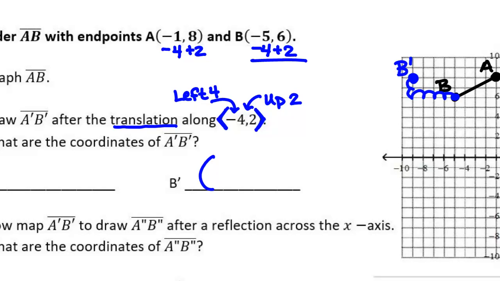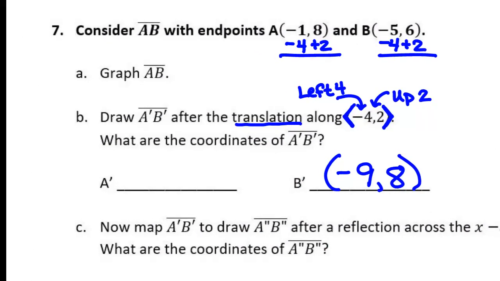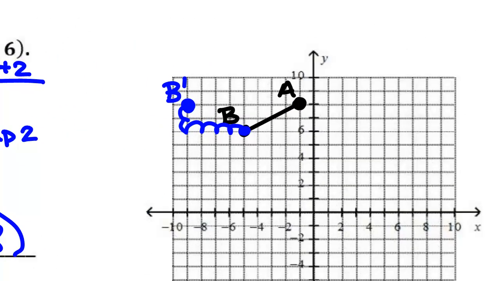-5 minus 4. -9. What is 6 plus 2? 8. If you look at where I got just by counting left 4 and up 2, I landed at -9, +8. So you can do it either way. What about for A prime? -1 minus 4? -5, and 8 plus 2? 10. So -5, 10 for my A prime. Way up there.